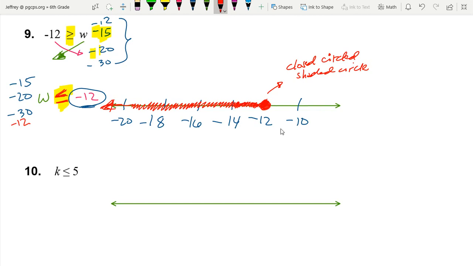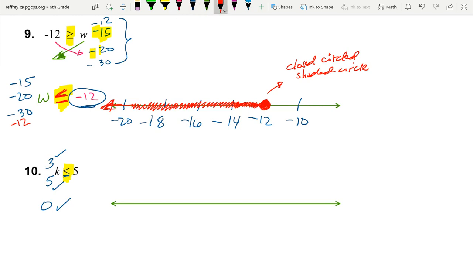Now let's try number 10. It's a positive number, so it should be easier. K is less than or equal to 5. What could K be? Could K be 3? Is 3 less than 5? Yes. Is 5 less than or equal to 5? Yes. Is 0 less than 5? Yes. So we have a lot of possible solutions for K.